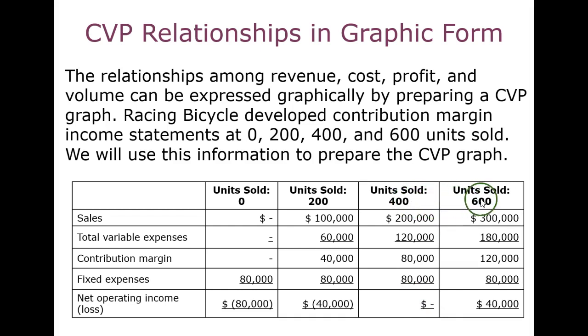And if we sell a lot more than the break-even point, we're up to 600 units, then our bottom line jumps up quite a bit.